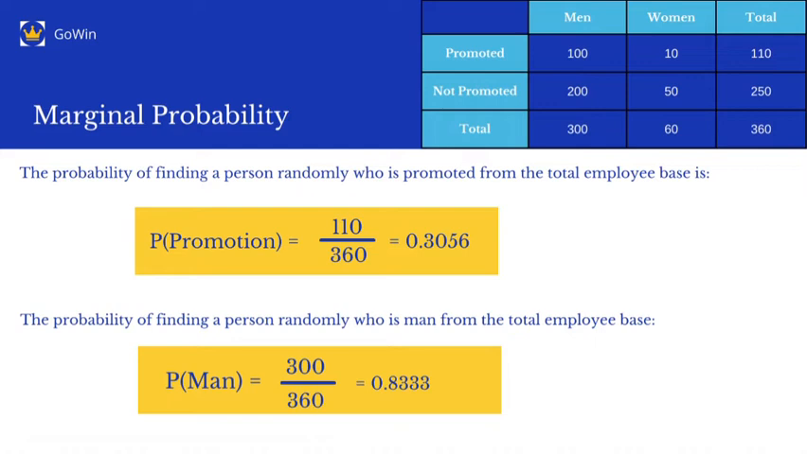Another example, what is the probability of finding a person randomly who is a man from the total employee base, which gives us 300, the total number of men, divided by 360, the total number of employees, and which gives us 0.833 as the marginal probability. Please note, in the above examples, the calculations are independent of any other event, and that's why it is marginal probability.